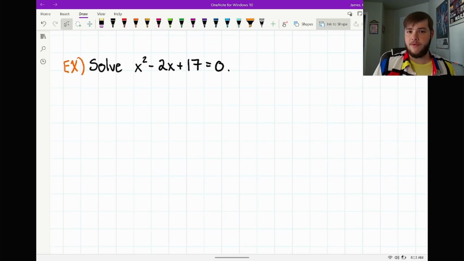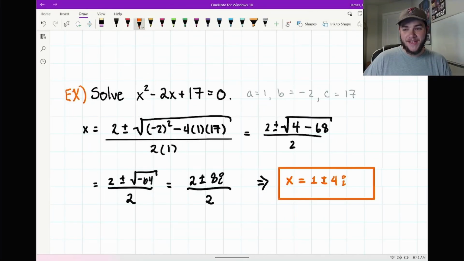I've got one last problem for you to try. Go ahead and pause the video here, see if you can do it on your own. The answer that I got was 1 plus or minus 4i. In this example, after we plug everything into our quadratic formula, remember a here is 1, b is negative 2, c is 17, you'll notice I get a negative number under the square root, this negative 64. We learned in the last series that to tackle that negative sign under the square root, I pull out an i, and then I'm left with 8. Fully simplifying that leaves me with x equals 1 plus or minus 4i.